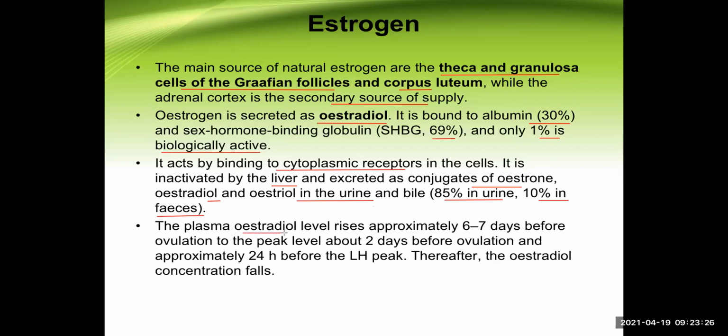The plasma estradiol level rises approximately 6 to 7 days before the ovulation to the peak level about 2 days before ovulation and approximately 24 hours before the LH peak. Thereafter, the estradiol concentration falls. So basically, the level of estrogen or estradiol is high in the pre-ovulatory phase before the ovulation. And we all know, because at that time proliferation of the endometrium occurs, and that is done by estrogen, and that is the time where estrogen is maximum.